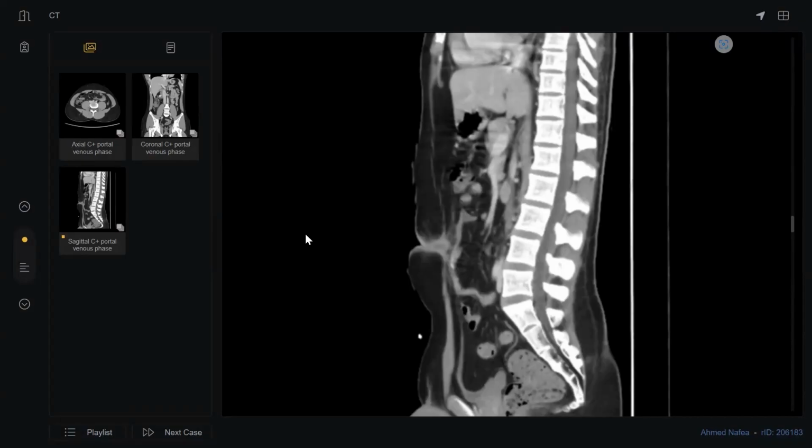In addition to this, I can't see any other free air, no bowel obstruction, no evidence of any abdominal free fluid. I would like to look at the axials once more to look at the bladder, but also follow up this patient with a cystoscopy.